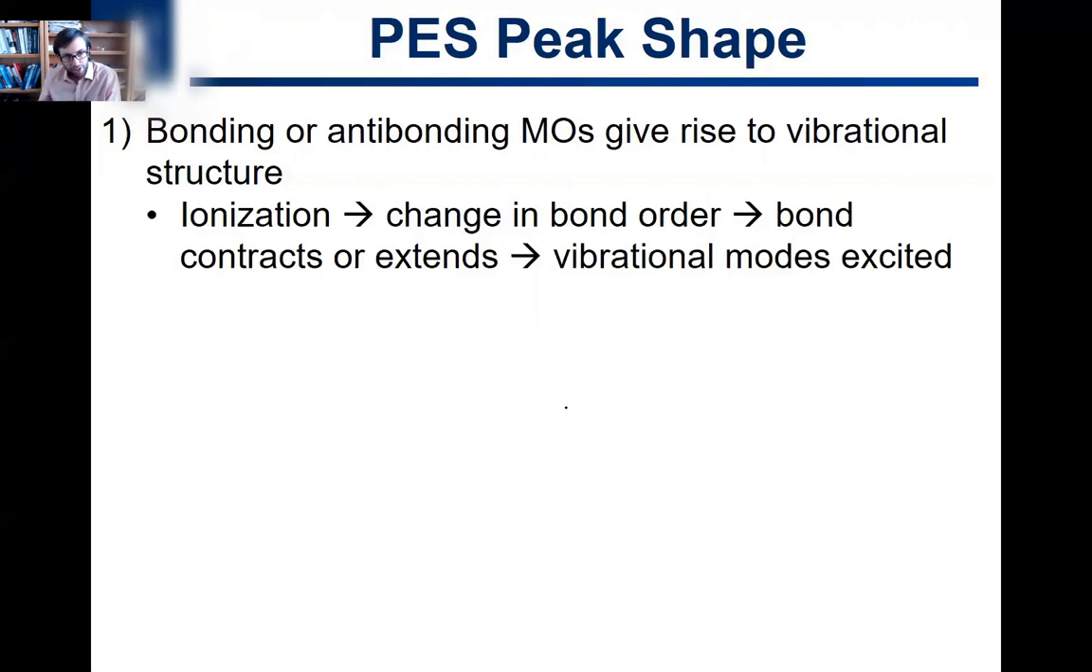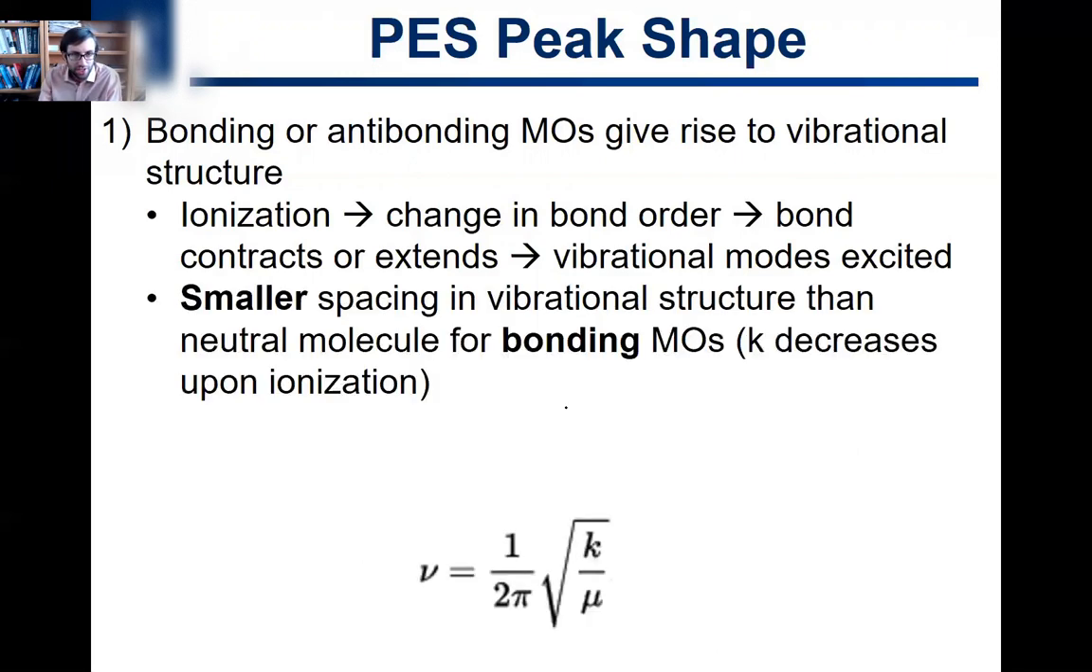Or if you removed a bonding electron, an electron in a bonding molecular orbital, that would cause the bond order to go down, and thus your bond length would get bigger because your interaction there isn't as favorable. So what did you do? If you're contracting or expanding in either of those cases, that is the definition of a vibration, essentially, right? That's a stretch in the simplest terms. And so that's why you get these vibrational structures in your PES spectrum when you have bonding or anti-bonding MOs. You're really easily setting yourself up to access those excited vibrational states when you're changing the bond length during ionization.